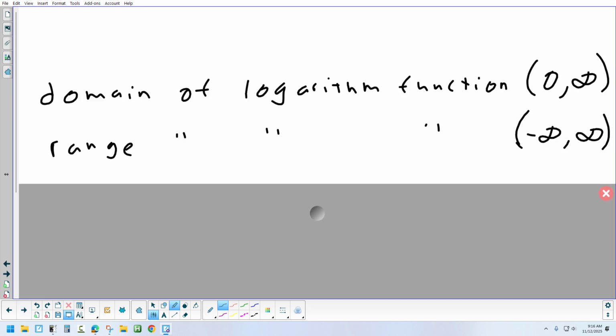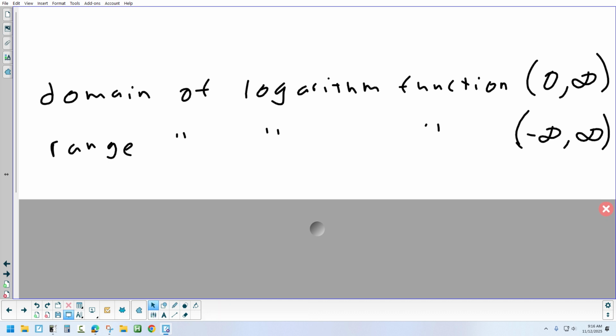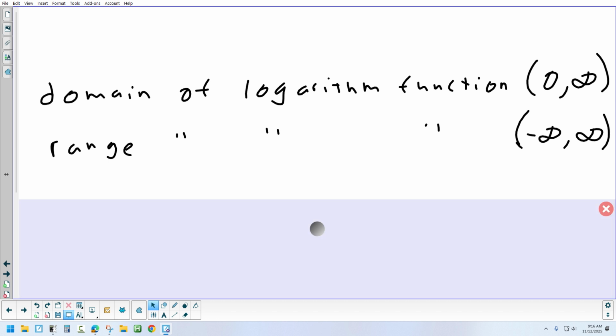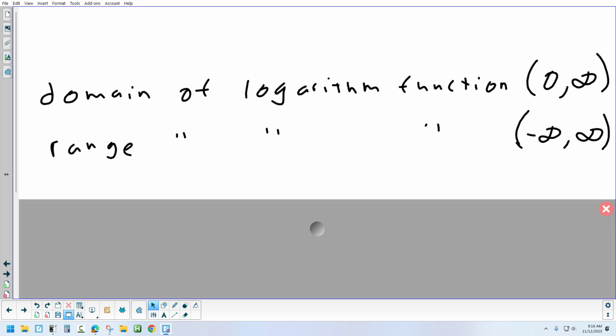Okay, so domain and range we just talked about. When you are finding domain, that can change, depending on if you reflect it, stretch it, flip it, domain can change. Range cannot. When you're dealing with range, it goes up forever, it goes down forever. Doesn't matter how you transform that. It's still going to go up and down forever.